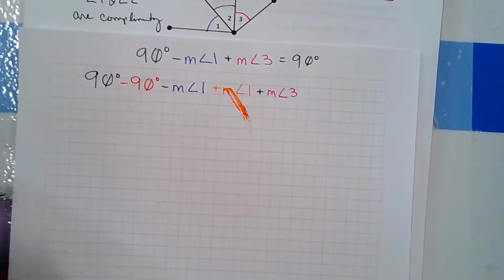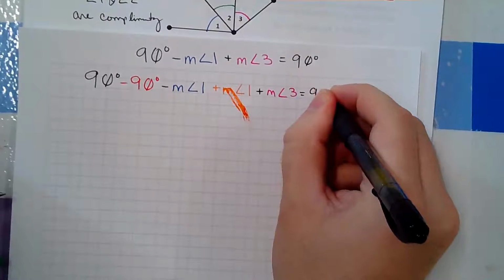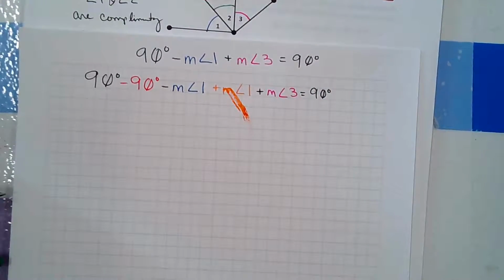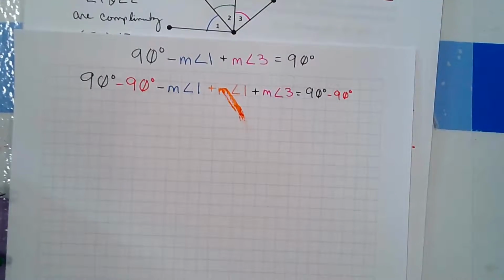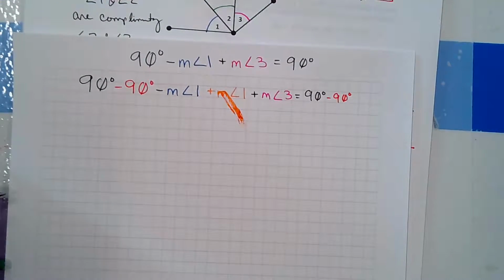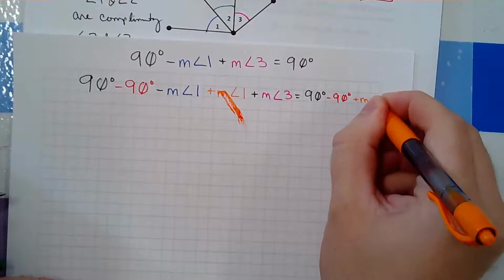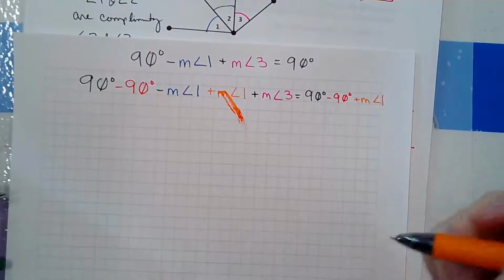Now remember, if I do it to one side, I have to do it to both sides. That's algebra, right? So what did I do to the left side? I subtracted 90, so I have to subtract 90 from this side. I also added, that's what that says, measure of angle 1. Still with me?